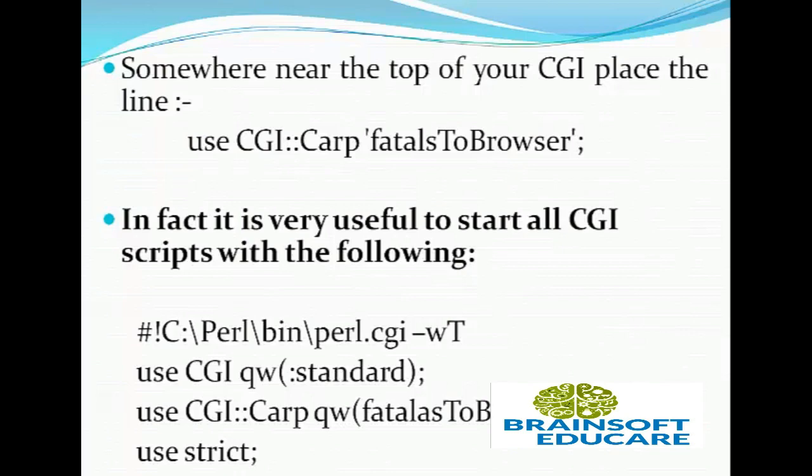We give a path in the C drive with the hash sign, Perl bin perl.cgi. We use CGI qw(:standard), use CGI::Carp qw(fatalsToBrowser), and use strict. That makes Perl as unforgiving as possible, and thus makes it harder for any error to go unnoticed. Thank you.